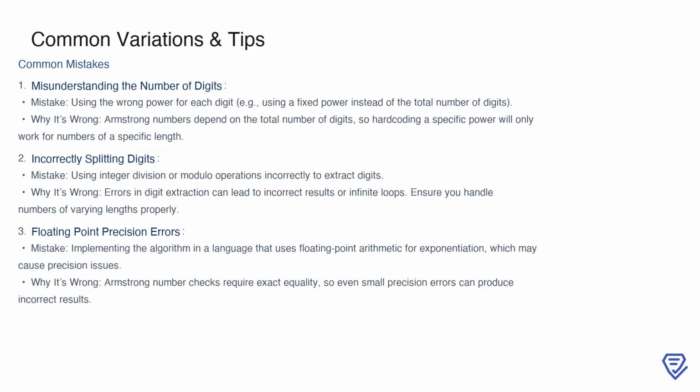One common area where mistakes arise in solving Armstrong number problems is misunderstanding the role of the number of digits. Each digit in the number must be raised to the power of the total number of digits in that number.